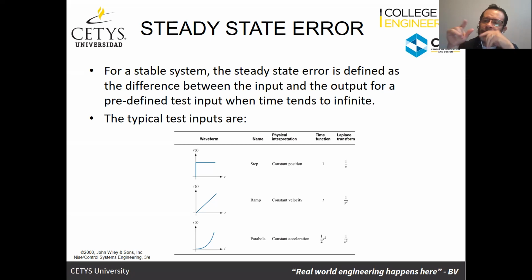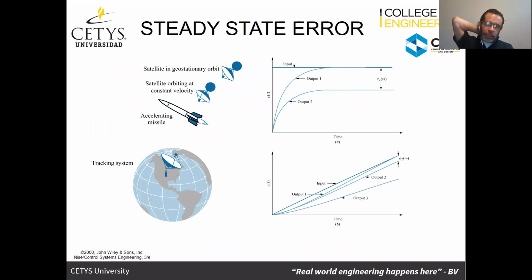And lastly, the parabola. What is the parabola input going to represent? Well, the parabola input is going to represent an input that is moving at a certain rate and there is an acceleration, meaning that the velocity is changing constantly throughout time. So the object is not only moving, it's moving at an accelerated rate. Now let's see what we're talking about.